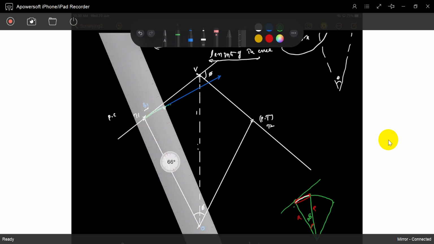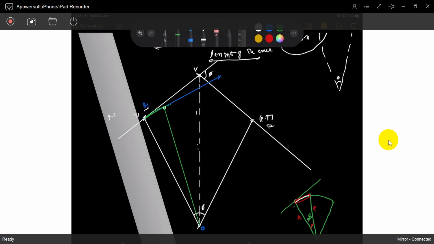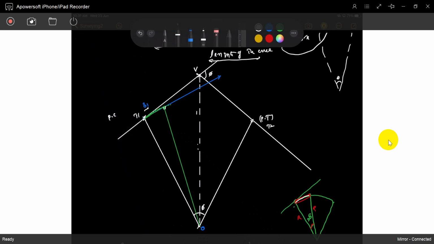Why is it the first point? It makes 2 alpha at the center. That's why we calculate the length of the curve. Based on that, we assume the length of the curve is equal to the length of the chord. So from this point to this point, how much is it, 30 meters or 20 meters? Based on that only we calculated the angle.